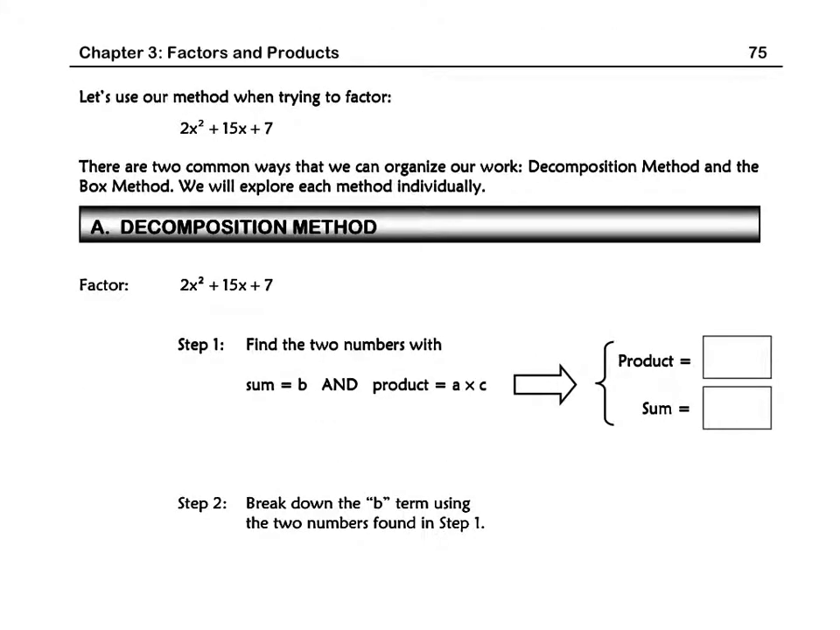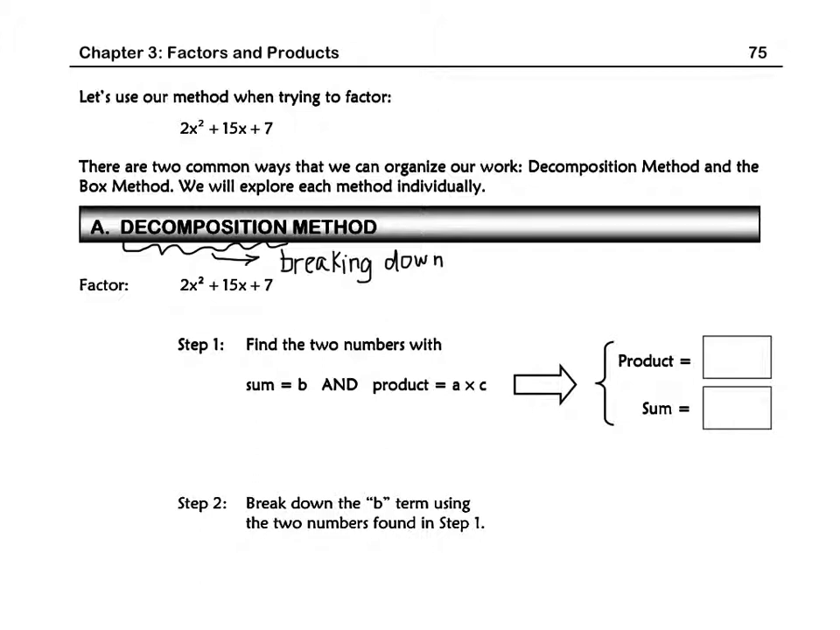Okay, so we're going to use the method to try to factor 2x squared plus 15x plus 7. And this method is called the decomposition method because it basically breaks down the middle term into parts. And when you think of the word decomposition, in biology or science, you usually think of breaking down. So that should help you to remember what you have to do when you're factoring using this method. So decomposition is basically breaking down the middle term.